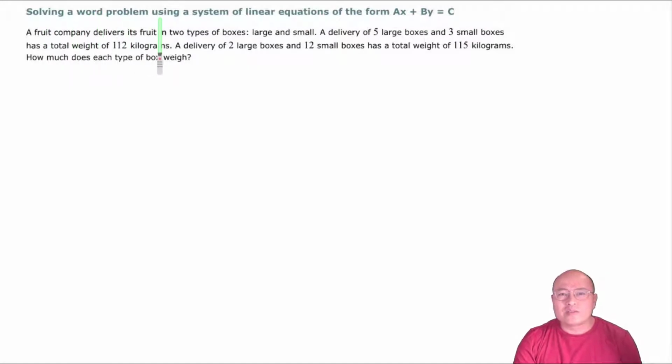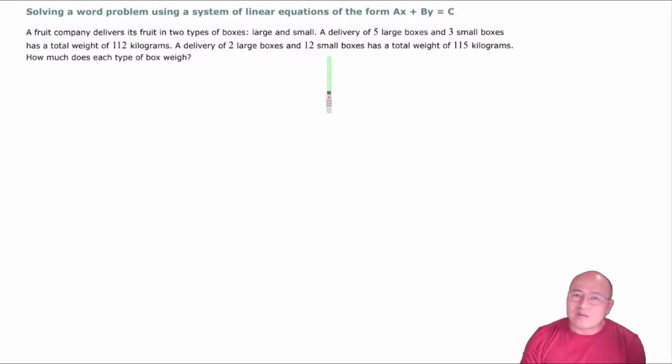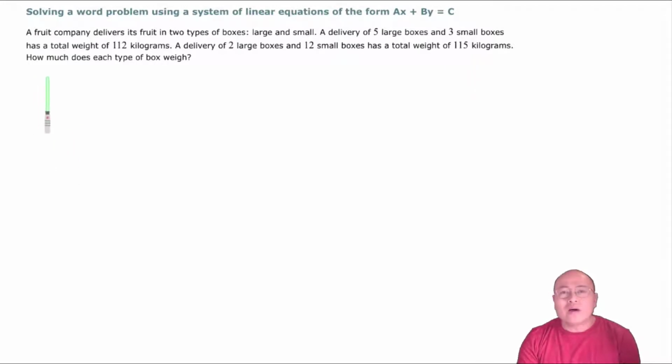Solving a word problem using a system of linear equations of the form Ax plus By equals C. Perhaps you don't want to go to the grocery store and you're craving some fruit. A fruit company delivers its fruit in two types of boxes, large and small. A delivery of 5 large boxes and 3 small boxes has a total weight of 112 kilograms. A delivery of 2 large boxes and 12 small boxes has a total weight of 115 kilograms. How much does each type of box weigh?